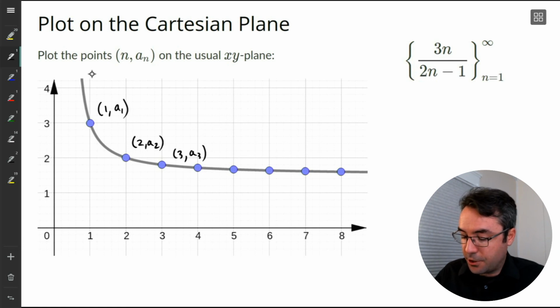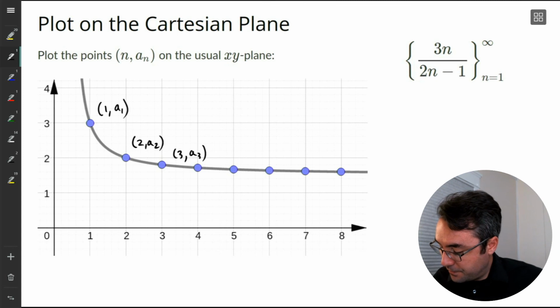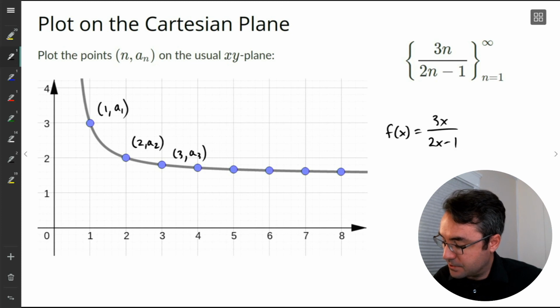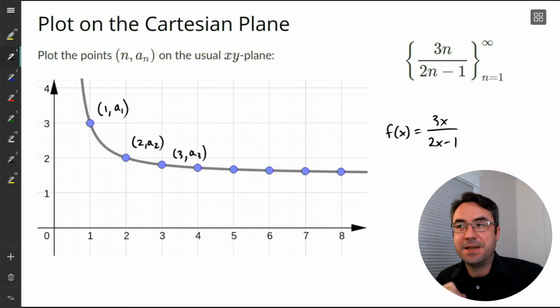Now, what is this curve here? We do see a curve. The curve is actually the function f of x equal to 3x over 2x minus 1. So this is going to be a distinction that we will kind of come back to.